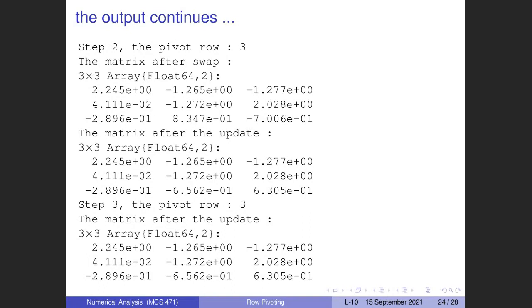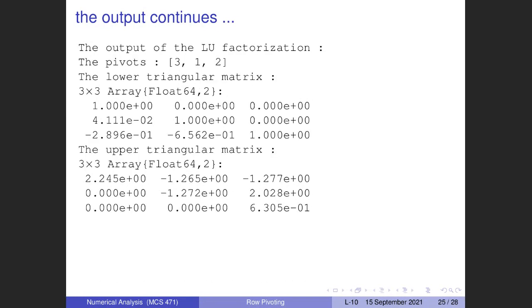So it's still pivot row 3, but actually we will flip. So here you see the updates. And finally, the final matrix. All right, so this is a terminal output.